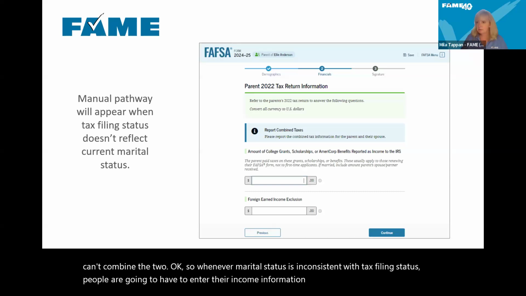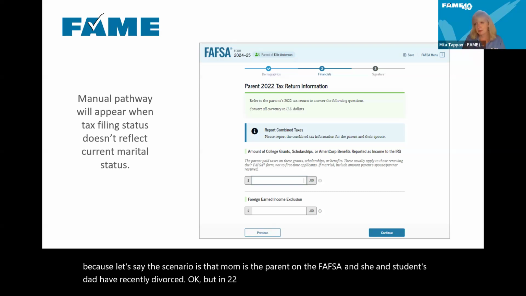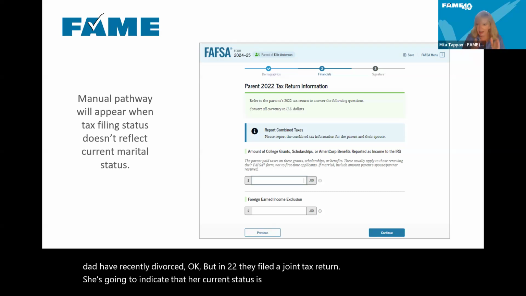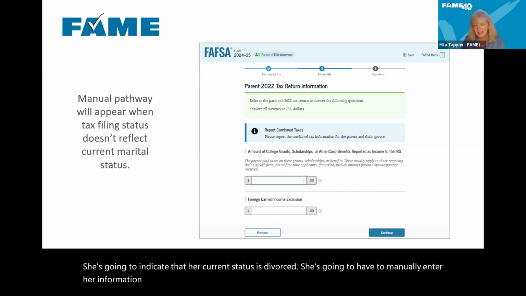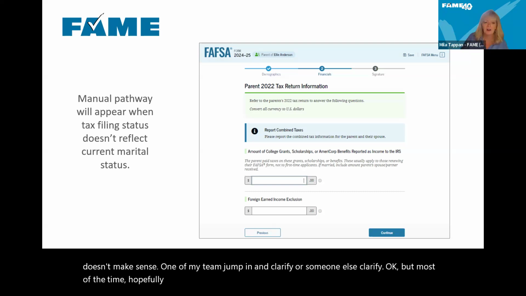This can be a good thing, because let's say the scenario is that mom is the parent on the FAFSA and she and student's dad have recently divorced. Okay? But in 22, they filed a joint tax return. She's going to indicate that her current status is divorced. She's going to have to manually enter her information, but she only has to provide her information. I hope that makes sense. If that doesn't make sense, one of my team jump in and clarify, or someone else clarify. Okay. But most of the time, hopefully, information is going to come over from the tax return, making the FAFSA so much easier to complete.